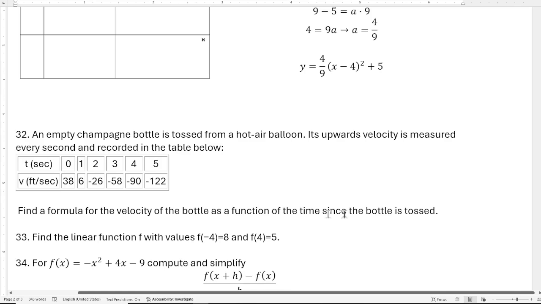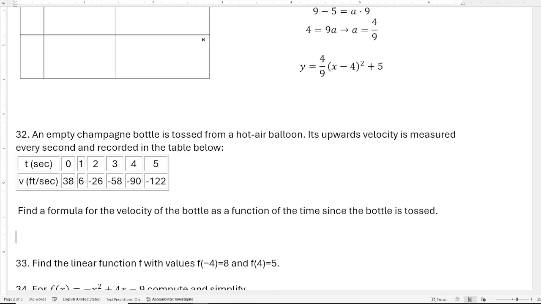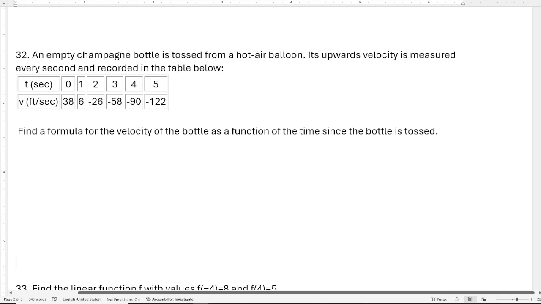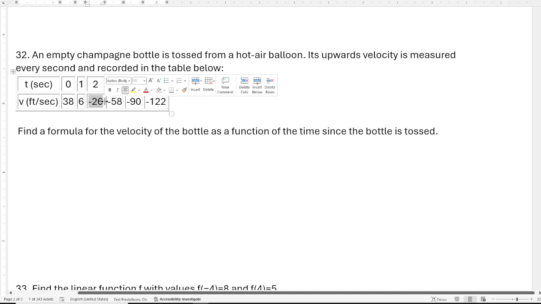An empty champagne bottle is tossed from a hot air balloon. Its upward velocity is measured every second and recorded in the table below. So apparently what happened is that the velocity originally is upwards of 38 feet per second, and 1 second later it is 6 feet per second, and then after 2 seconds it's negative, which means now the bottle is falling down. So initially the bottle is thrown up and then it's falling down.